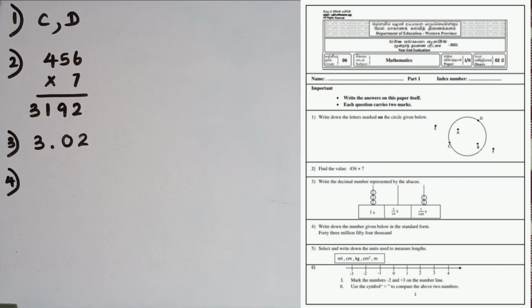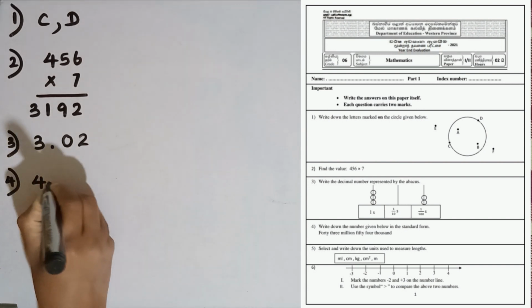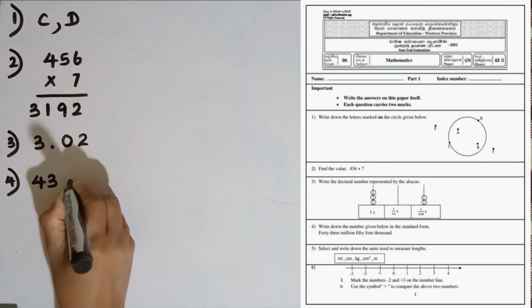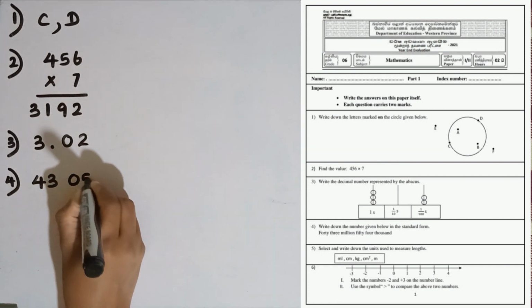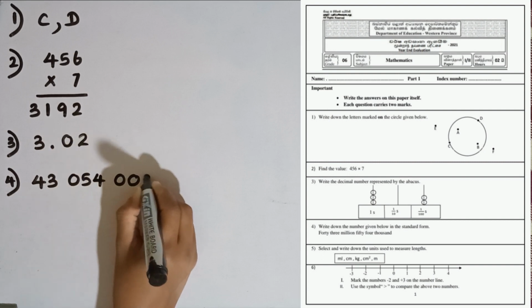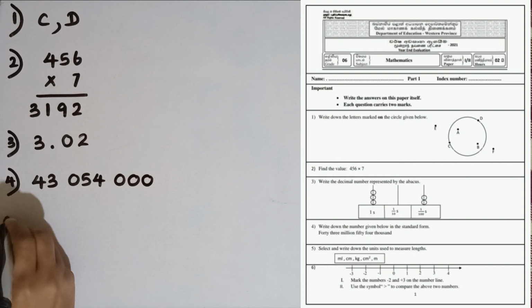Question number 4. Write down the number given below in the standard form. 43 million. 54,000. We have to put a 0 here. Then in the units period, we have to put 3 zeros.